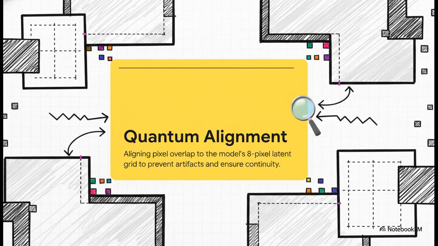But the secret sauce, the thing that makes this whole process totally seamless, is a technique called quantum alignment. See, the AI doesn't think in individual pixels. It sees the world in these little 8x8 pixel blocks. To avoid any weird glitches or artifacts right at the seam where two video chunks connect, the overlap between them has to line up perfectly with this 8-pixel grid. It's a super technical detail, but it's absolutely crucial for creating flawless long-form video.